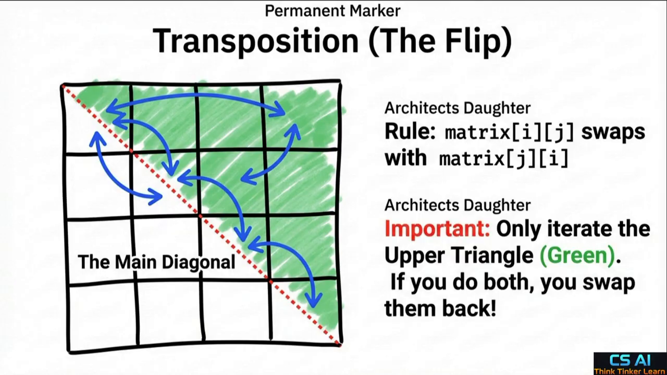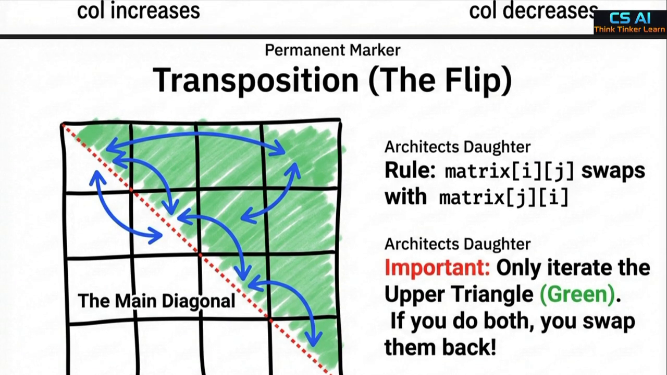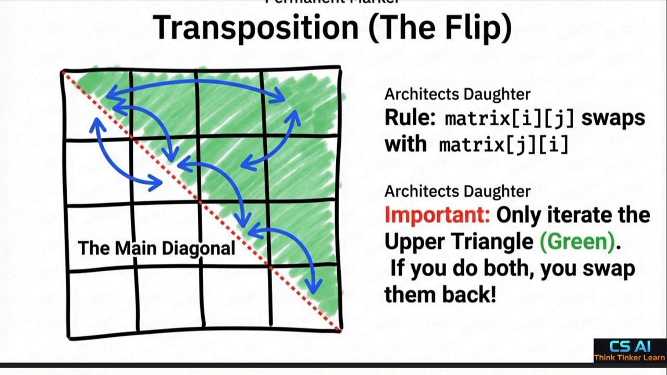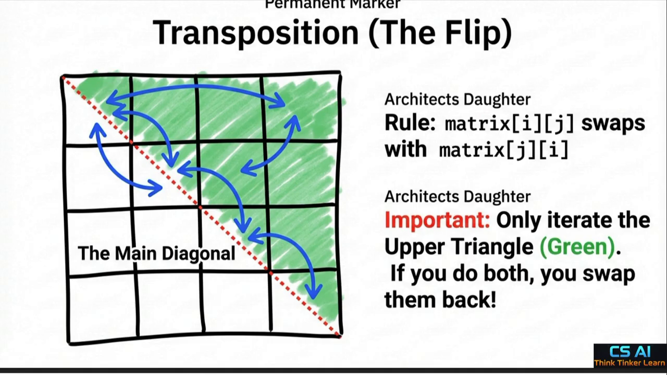Now let's talk about transformation. Transposition is the main diagonal flip. It's the process of turning rows into columns. Mathematically, matrix[i][j] swaps with matrix[j][i].